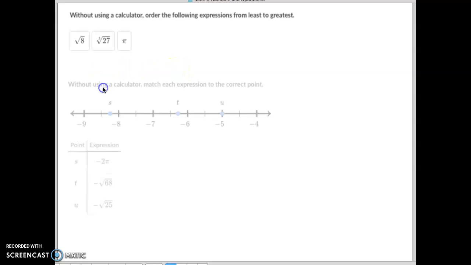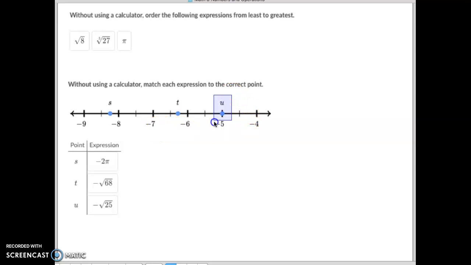And then finally, we'll do one more here. We're going to match up these with the letters again. Here's another nice one. U is -5. Okay, so we know that the square root of 25 is 5, so we're going to leave that one right where it is. Then neither of these are perfect.